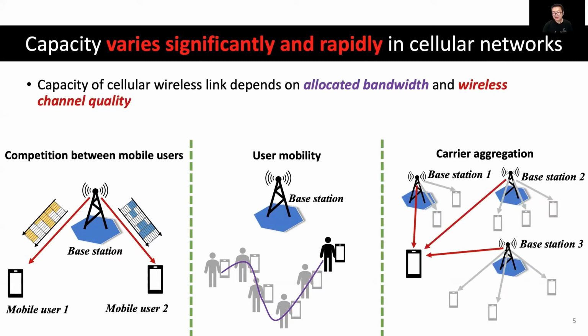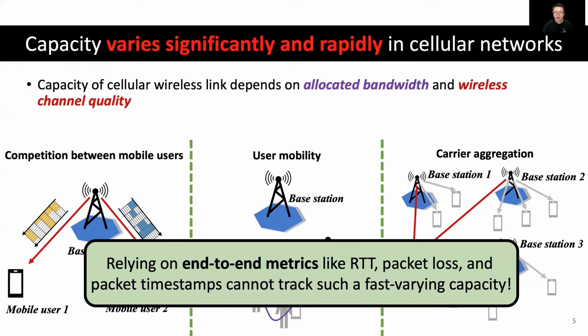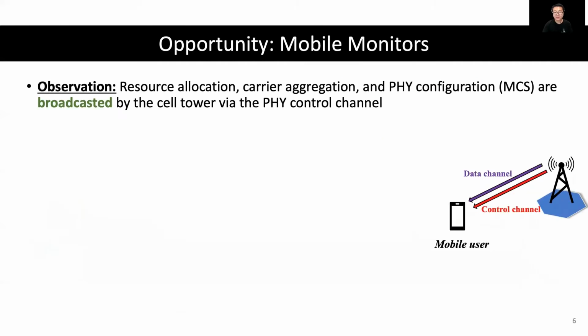What's more is carrier aggregation. Both 4G and 5G support carrier aggregation, which enables one user to talk to multiple cell towers simultaneously. As a result, the user experiences the dynamics of all of its aggregated cells. So purely relying on end-to-end metrics like RTT, packet loss, and packet timestamps cannot track such a fast varying capacity. It's challenging, but it is possible.